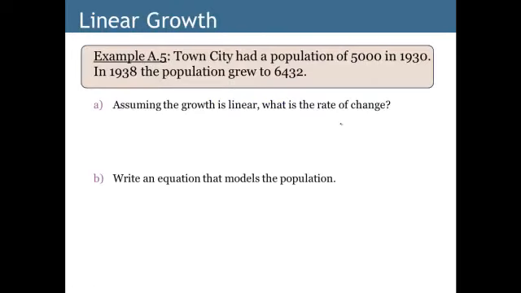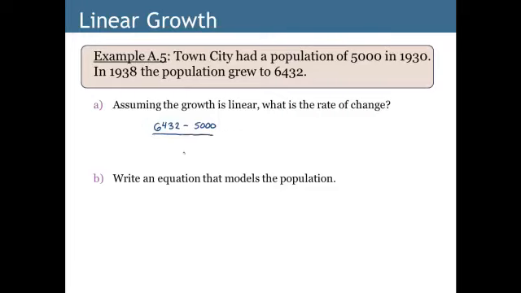So let's go ahead and try a couple examples. Town City had a population of 5,000 in 1930. In 1938, the population grew to 6,432. So what was the rate of change? Well, 6,432 minus 5,000.